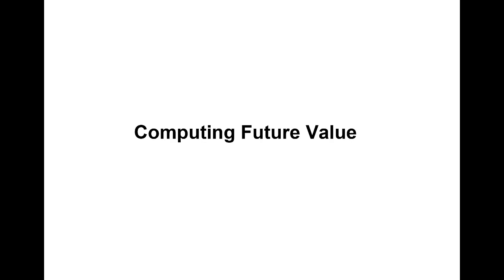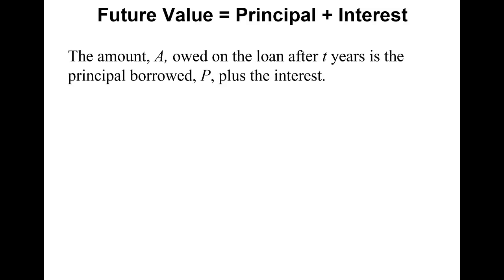Now that we understand simple interest and how to compute interest on an amount borrowed or an amount that we loan someone else, let's figure out how to compute the future value of a loan. The future value of a loan is the principal plus the interest. So the amount owed on the loan after a certain number of years is how much you borrowed plus how much interest accrued in the meantime. So for a loan, the future value is how much you eventually have to pay back. That's principal plus the interest.